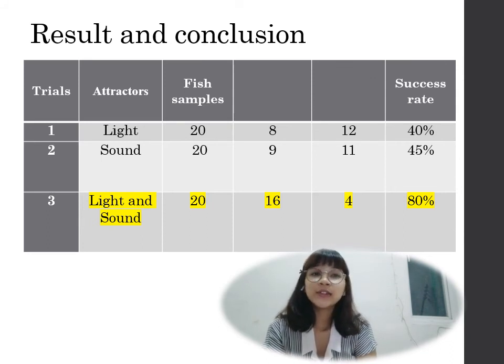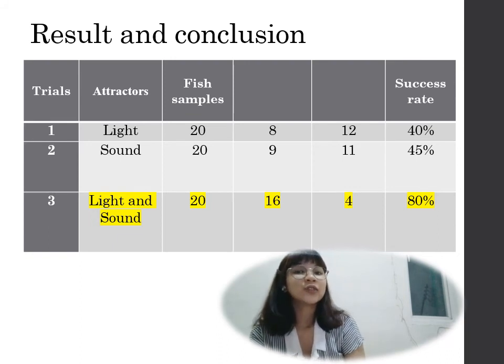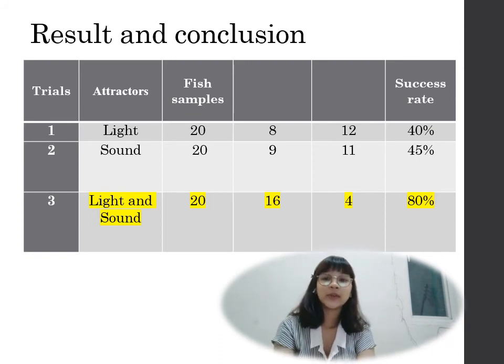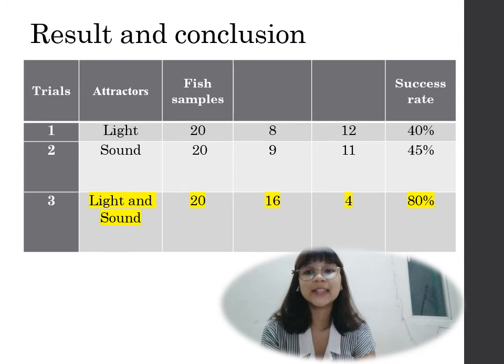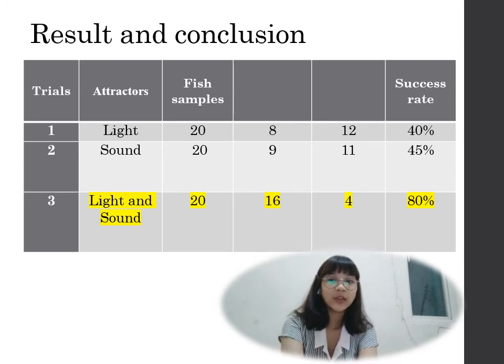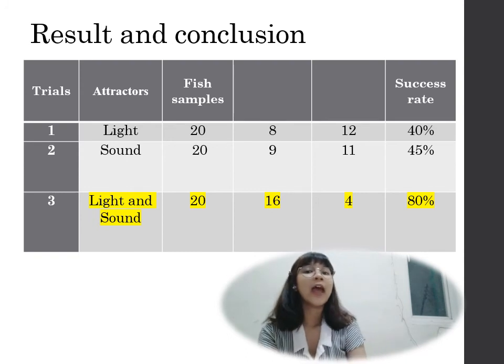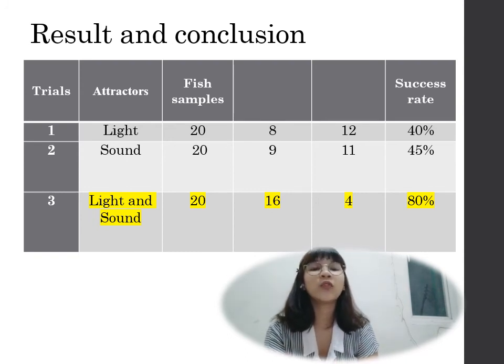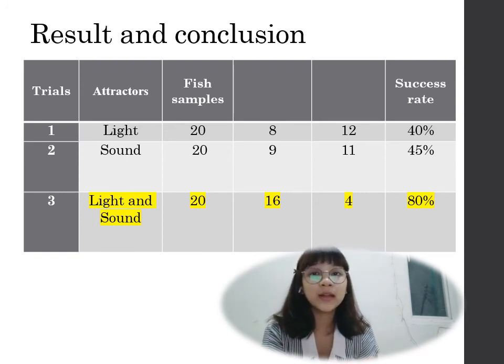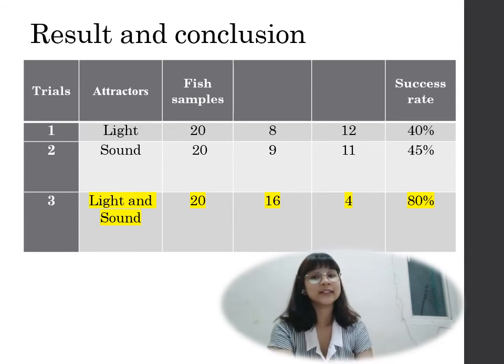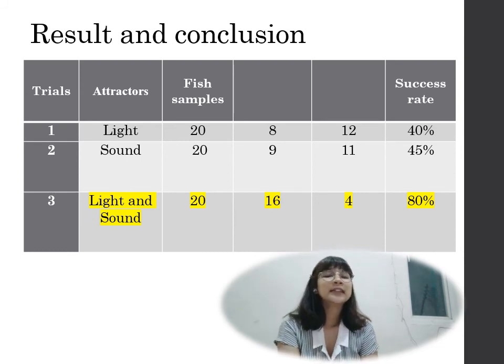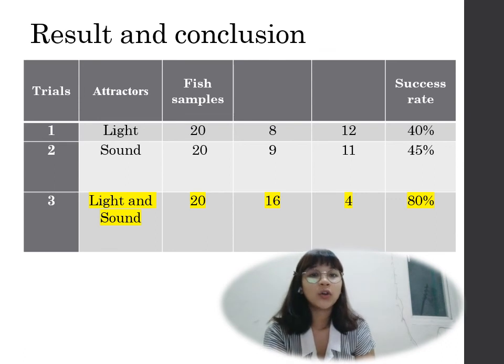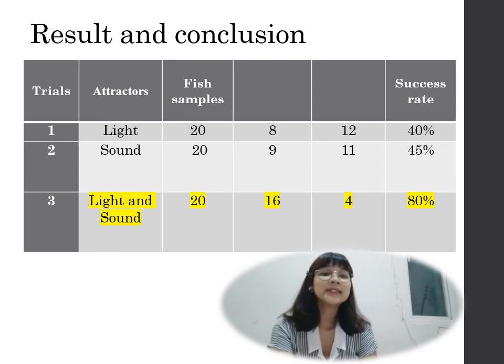The result shows that the LED or light attractor succeeded in catching 8 fish out of the 20 fish sample with a success rate of 40%, and the second trial with the speaker as the attractor succeeded in catching 9 fish out of the 20 fish sample with a success rate of 45%, and the last trial featuring light and speaker as the attractor succeeded in catching 16 fish out of the 20 fish sample with a success rate of 80%.